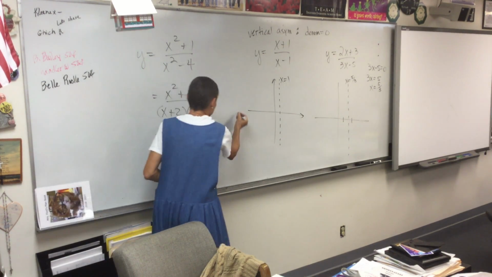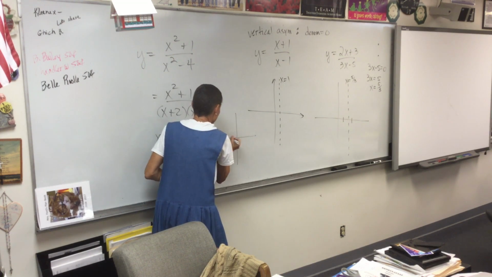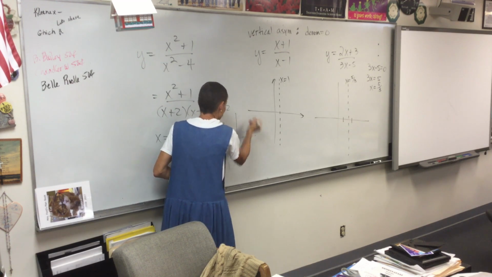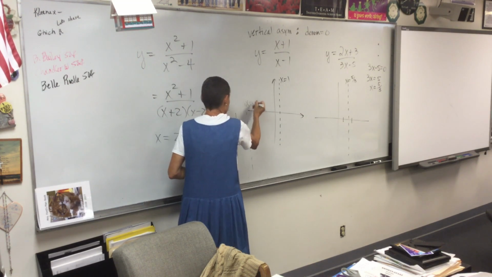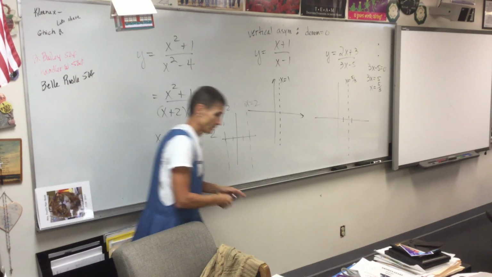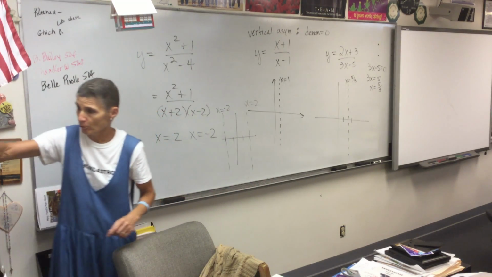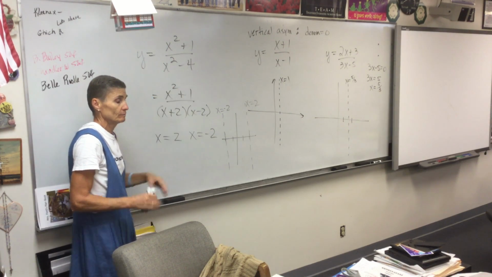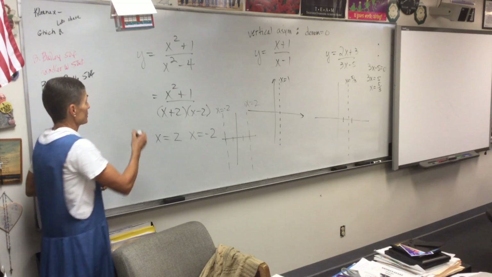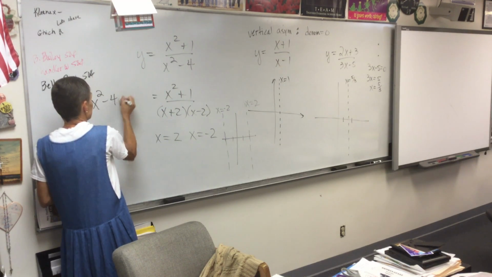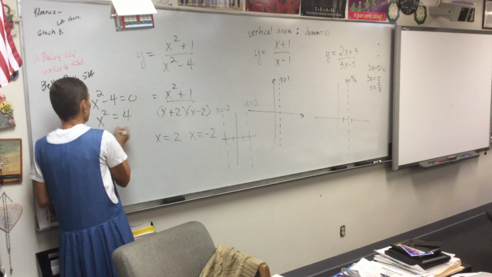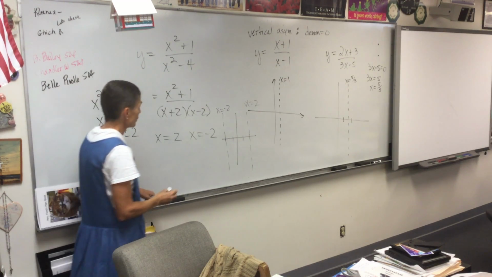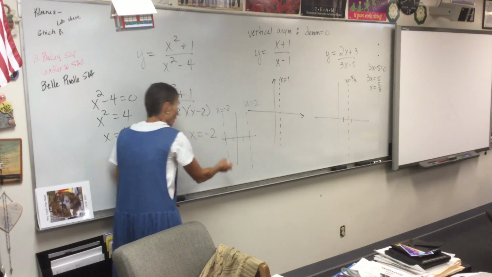So when I draw my picture, I'm going to have a vertical asymptote at x equals -2 and a vertical asymptote at x equals 2. Remember, vertical asymptotes are whatever would make this 0. So you could say, what makes this 0? X squared equals 4, x equals plus or minus 2. So you had 2 asymptotes, 1 at 2, 1 at -2.